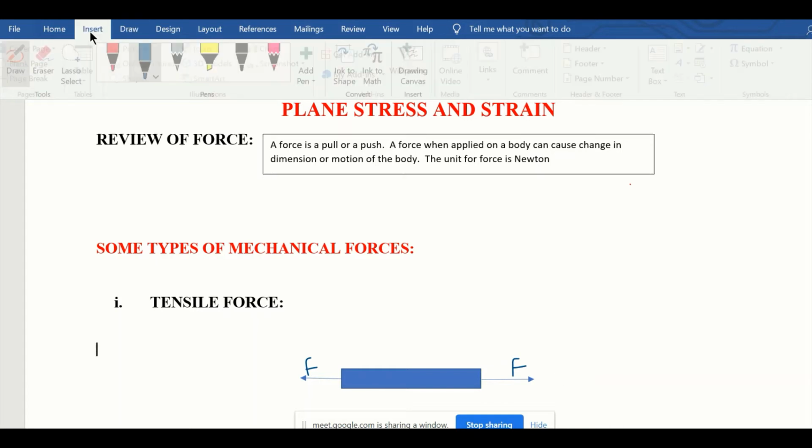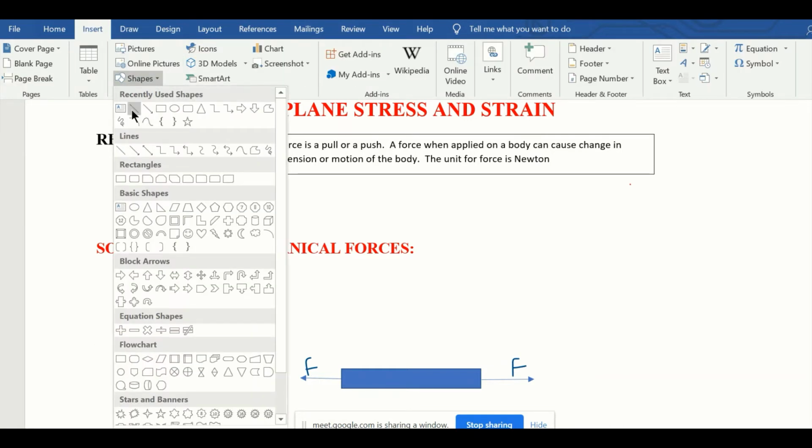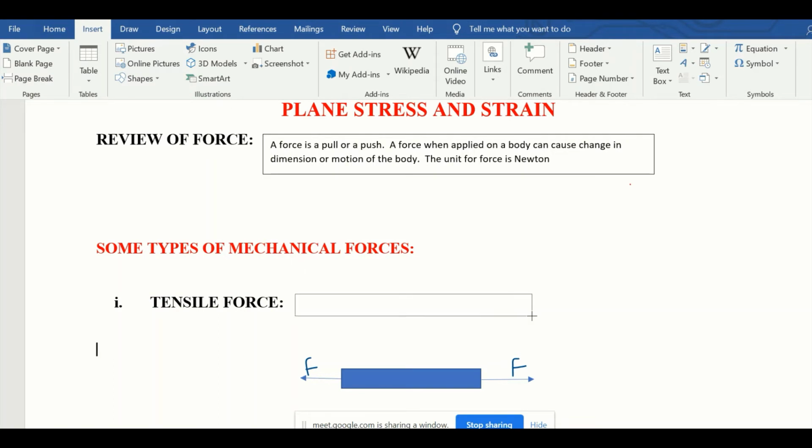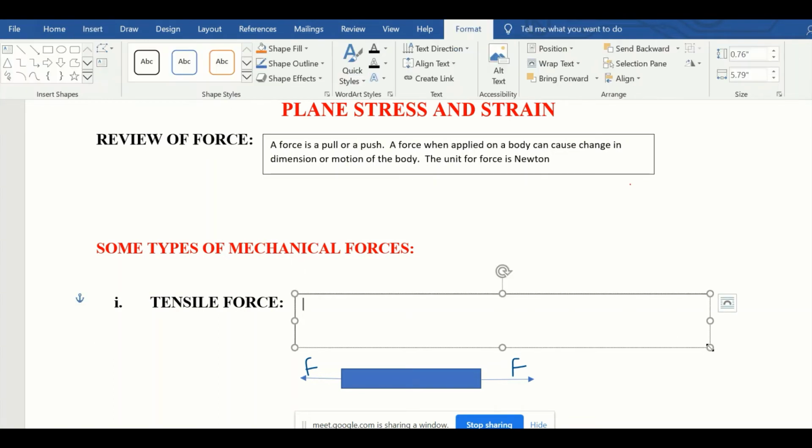Now, the first thing I want us to note from a tensile force is that a tensile force will produce tension. That's the first thing we must note. Now, what is tension? Tension is a force that tends to stretch a material, as you can see below. So I'm saying that it's a force that tends to stretch a material, as shown below.